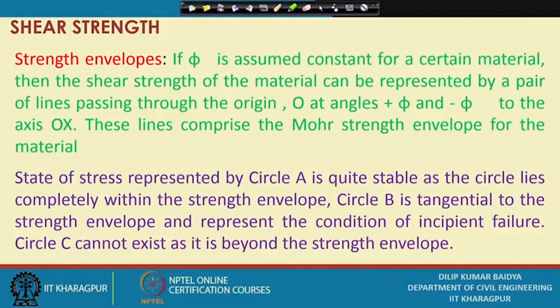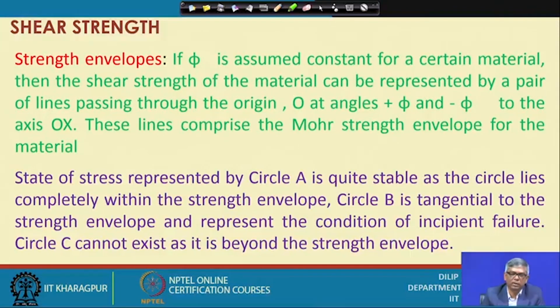If phi is assumed constant for a certain material, most soil materials, as we will show later on, will have a definite value of phi for a particular soil. If you change the condition, the phi value will change for the same soil, but for the time being suppose all conditions are the same and phi is constant. Then the shear strength of the material can be represented by a pair of lines passing through the origin O at angles plus phi and minus phi to the axis O x.